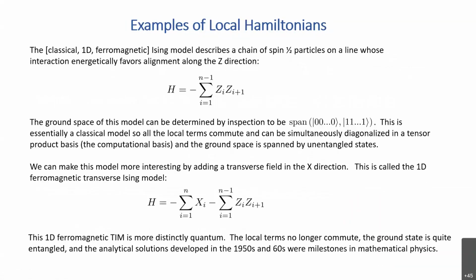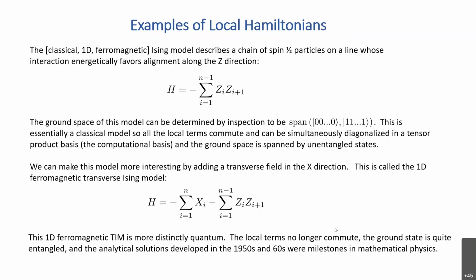Okay, so let's get some examples of local Hamiltonians. So the first example is the classical 1D ferromagnetic Ising model. And it describes a chain of spin 1/2 particles, or if you like, just classical spins that are up and down on a line where the interaction favors alignment along the z direction. Okay, so I'm using some quantum notation, even though it's a classical model. I think it's probably familiar to most of you.